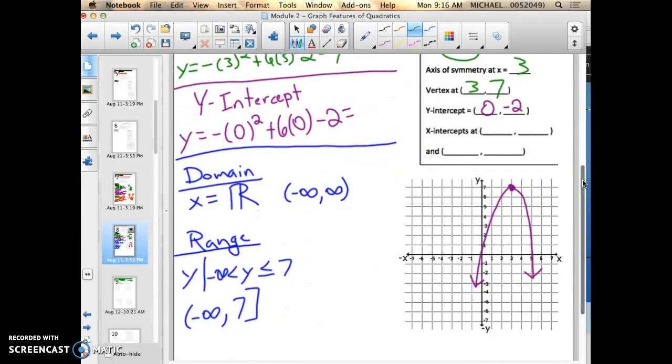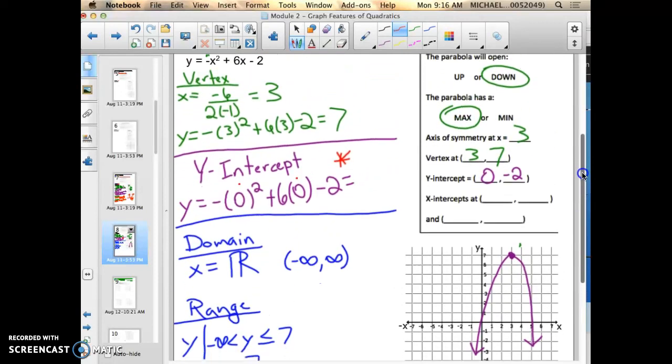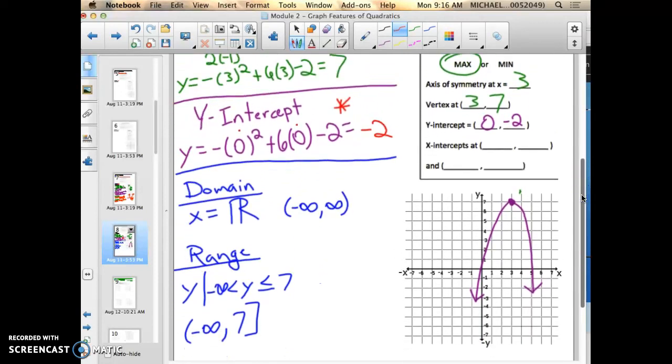From that, I went ahead and drew a rough sketch of the graph based off the vertex, and I just knew that it opened down, so I drew a frowny face. And then from there, I found the y-intercept. This is technically the new learning right here. And so again, the x value of the y-intercept is 0, so all I did was input 0 into my x's in the original function. And then that spit out -2.